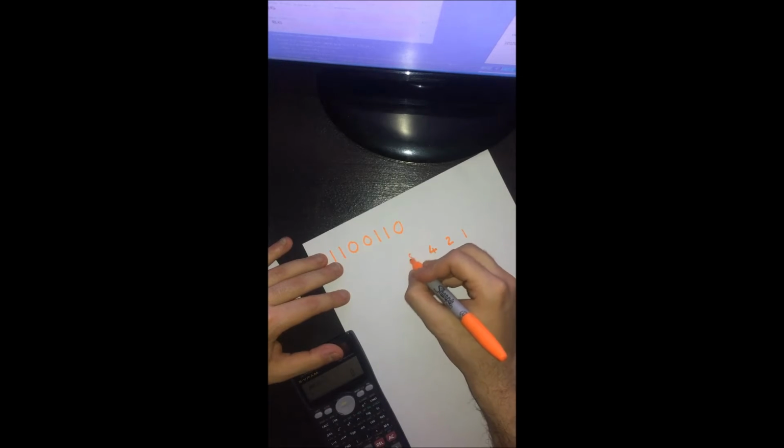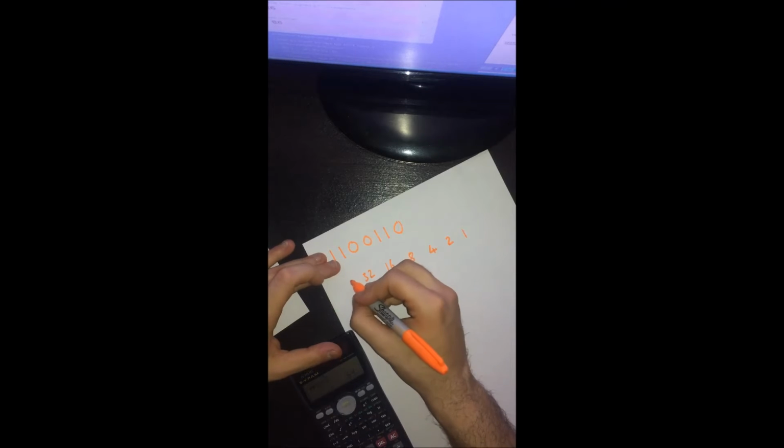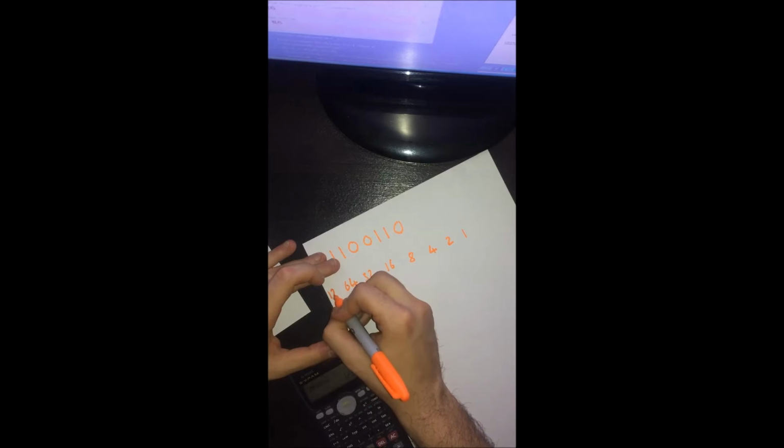So 2 times 2 is 4. 4 times 2 is 8. 8 times 2 is 16. 16 times 2 is 32. 32 times 2 is 64. And 64 times 2 is 128. This is your formula. Just think of it like that. So now it's really easy.